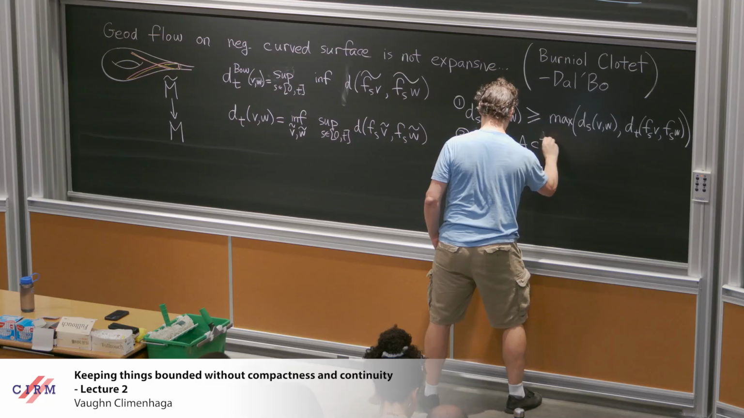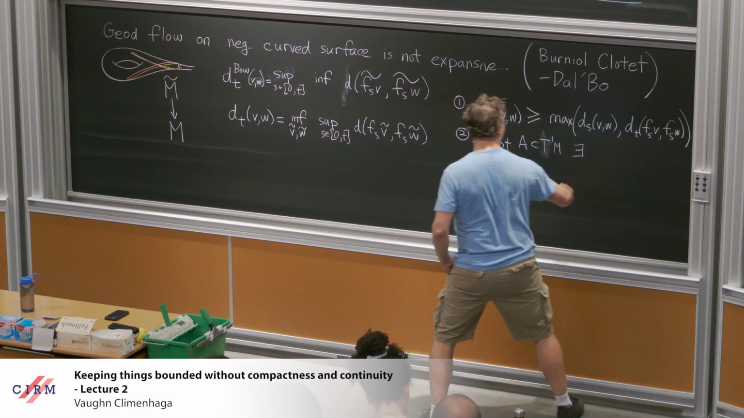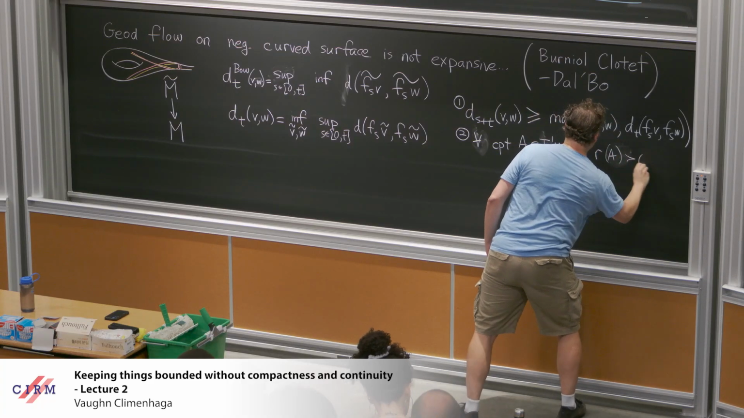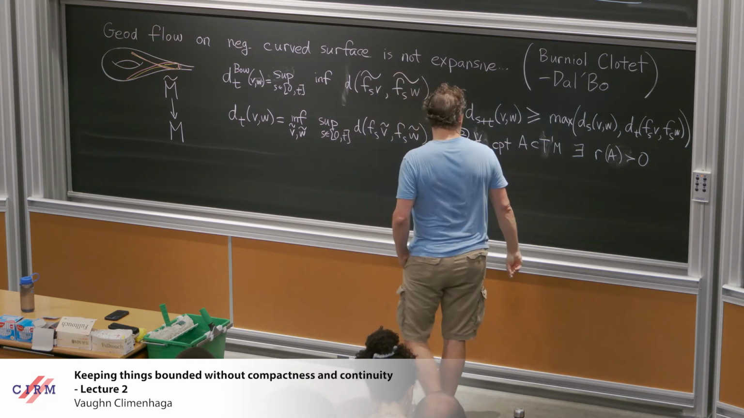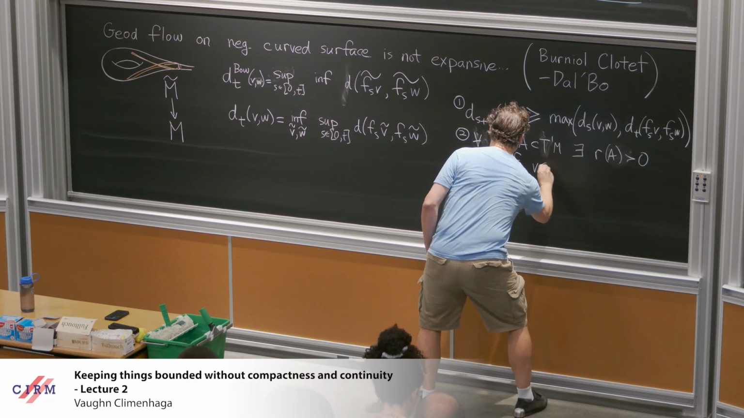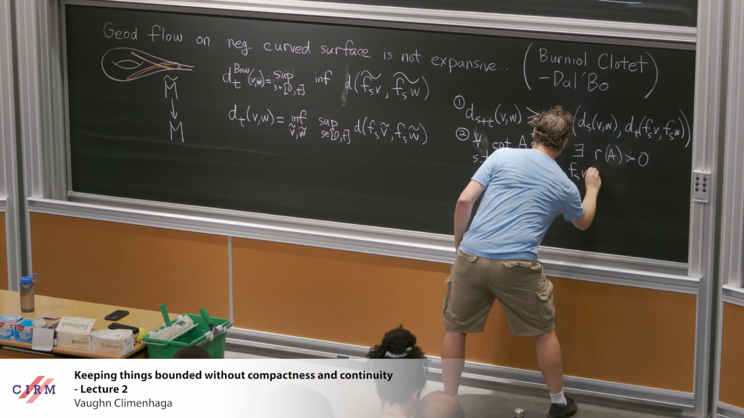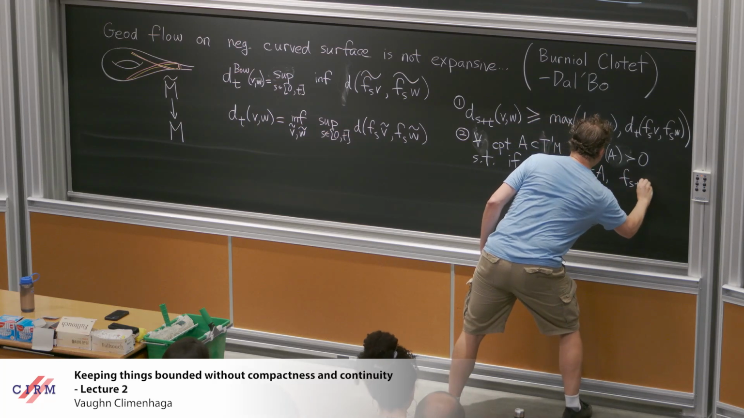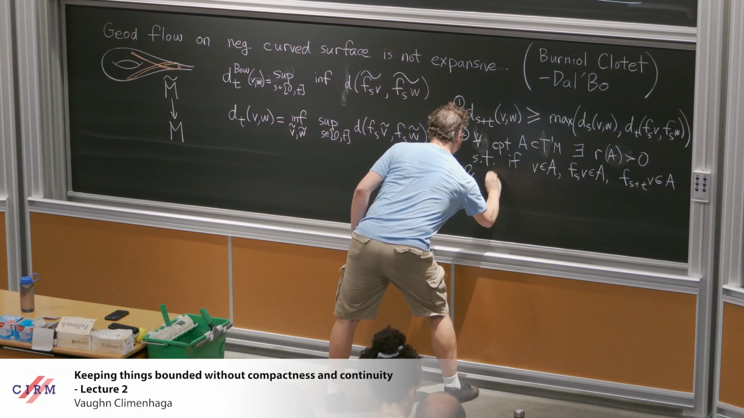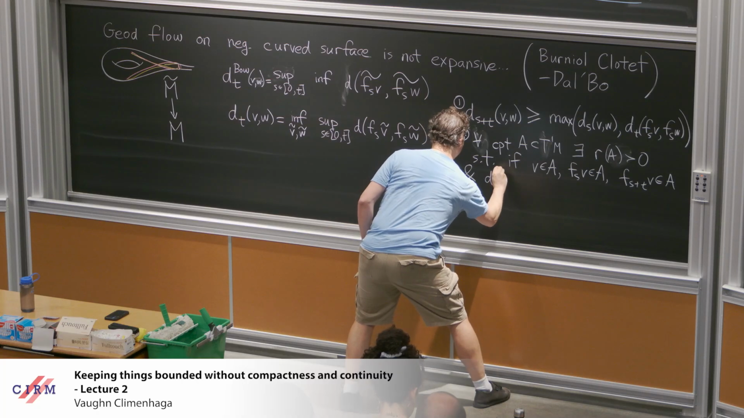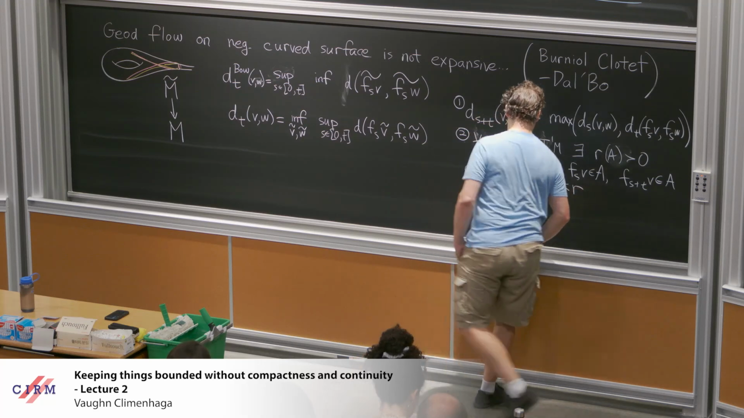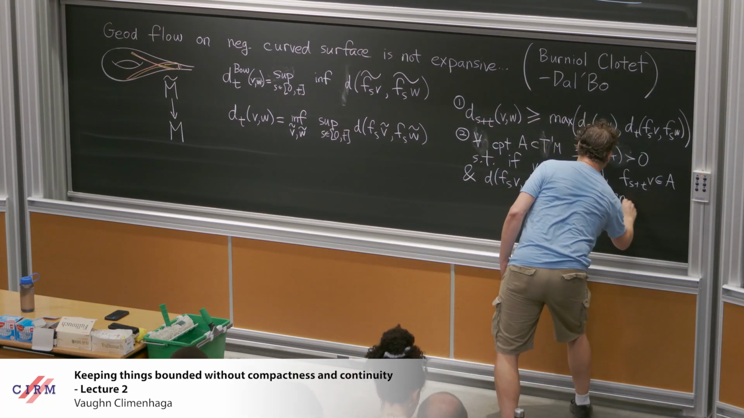Item 2 is that for every compact A, there exists an R, which depends on A, which is greater than 0, such that if the following is true: if V lies in A, if F_s V lies in A, and F_{s+t} V lies in A, and if the distance between, if this one, the distance is less than R, then we have equality.